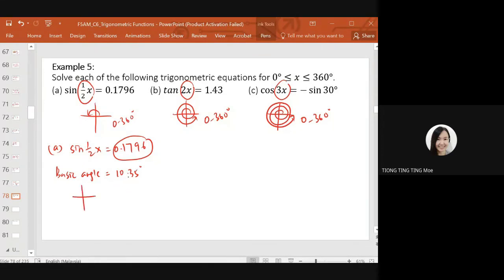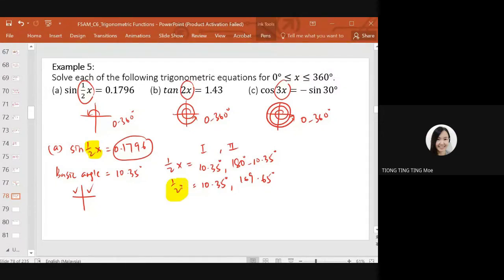Then we see where it works. Sine positive, so first and second quadrant. So from here, you will know 1 over 2x equals first and second quadrant. First quadrant, 10.35 degree. Second quadrant is 180 minus 10.35 degree. So you get 1 over 2x equals 10.35 and 169.65. Okay, the difference now is what?